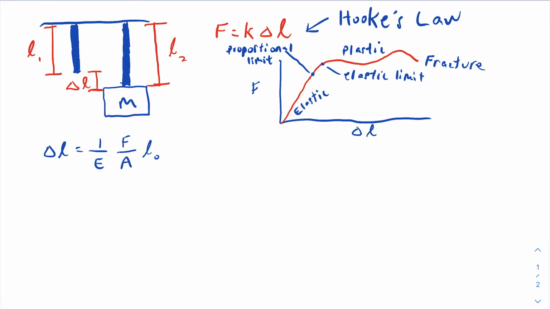Here, F is the applied force, A is the cross-sectional area of the object, and L sub 0 is the original length of the object. E represents an important quantity known as Young's modulus. This quantity is dependent only on the material that an object is made of, and can be obtained from a reference table that lists various materials.